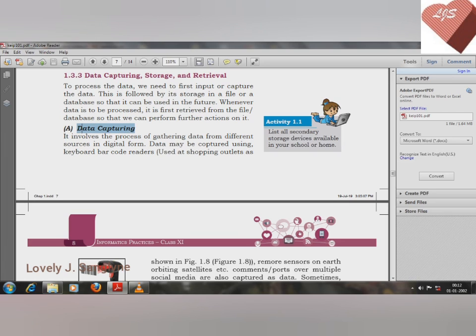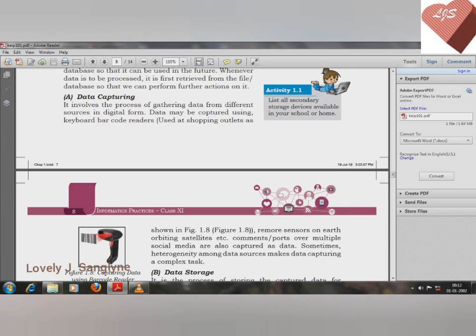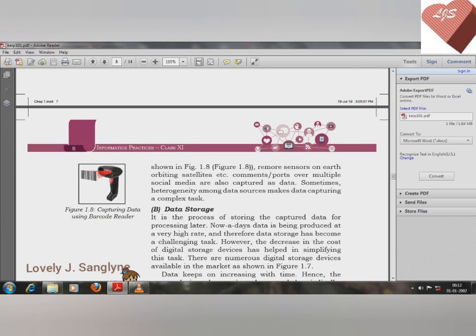So data capturing involves the process of gathering data from different sources. The data may be captured using keyboard, barcode readers, and some other input devices that we already discussed. So here you can see one of the examples is capturing data using a barcode reader. Remote sensors on Earth orbiting satellites are also an example of capturing data.